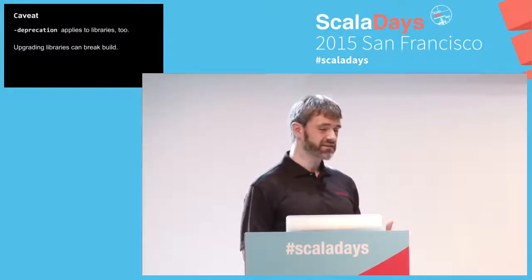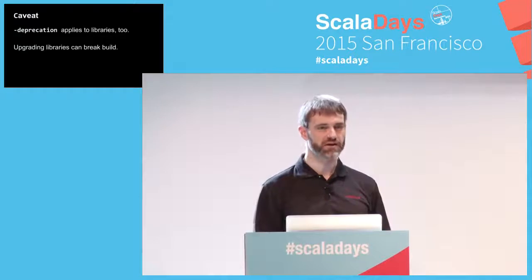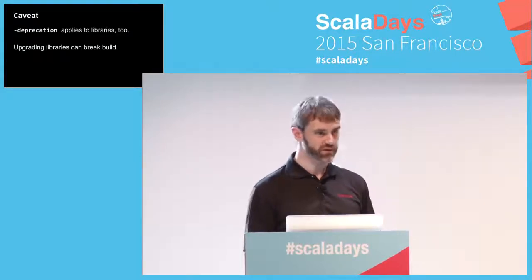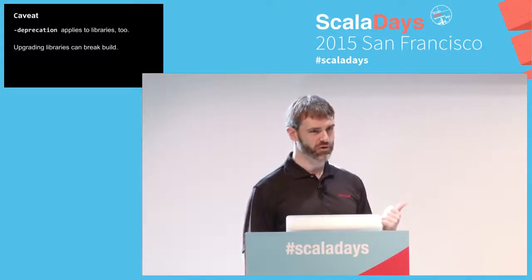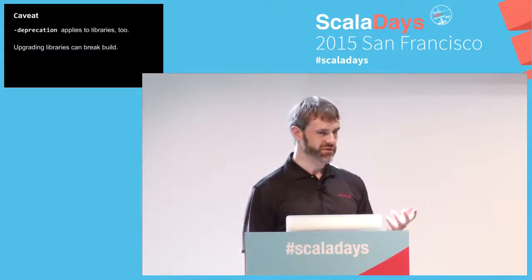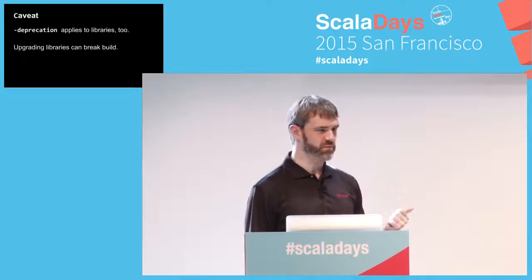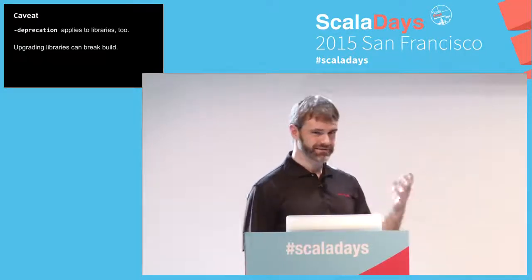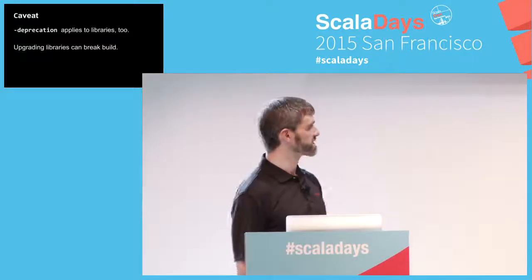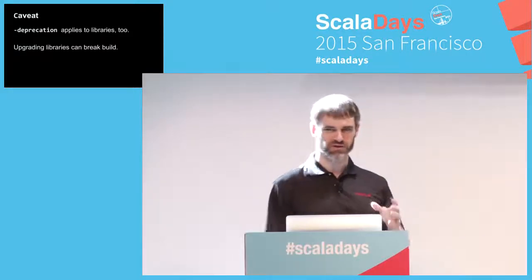So one downside of this is that if you have libraries that you depend on and you're calling methods in them which are deprecated, this -deprecation flag applies to them. And if we've got fatal warnings, then it means that calling deprecated code in libraries is going to break your build. Now, I'm not entirely sure that's a bad thing. I think it's nice, but be aware that this has a consequence that will probably make you clean up your project and make it a better thing.